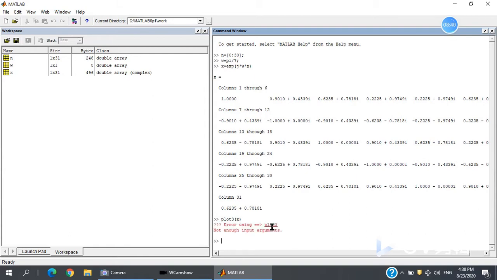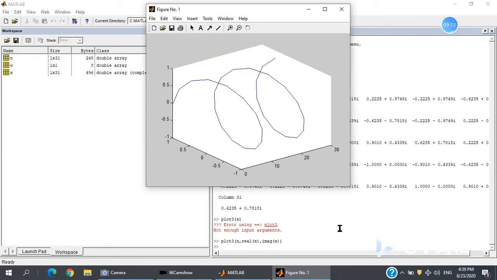Oh, cannot accept it. Okay, I need to write it in this way. The first dimension is n. The second dimension is the real part of x, and then the imaginary part. I think it's imag. Oh, okay, it's fine. See, it's a screw, right?